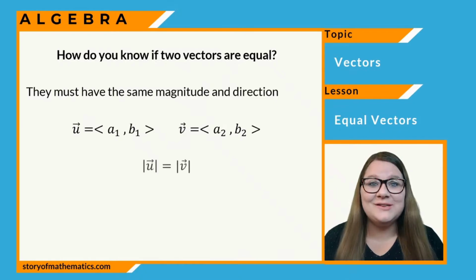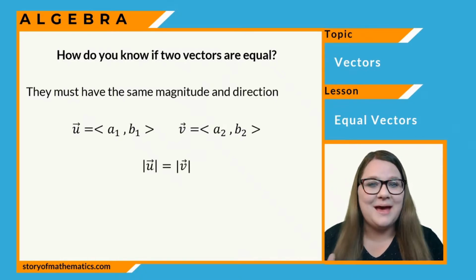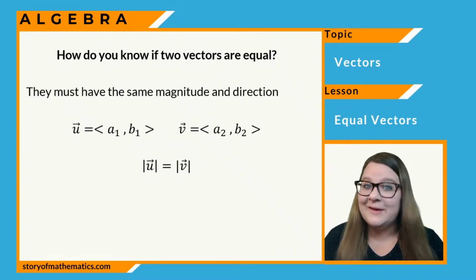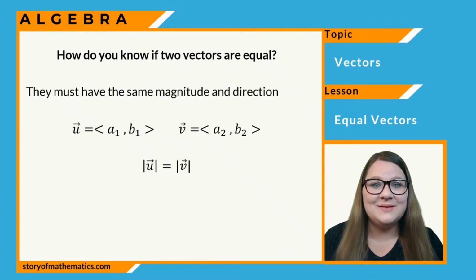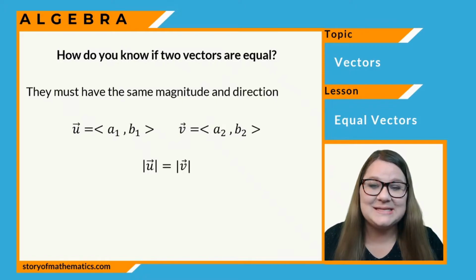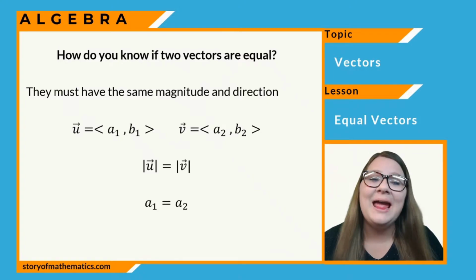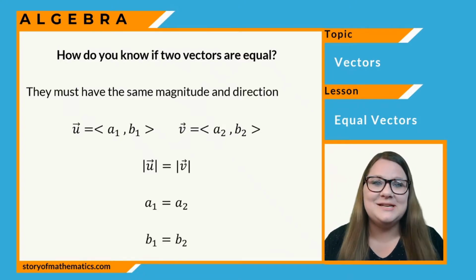Well, the first thing you have to know is that their magnitudes have to match. The magnitude of u has to equal the magnitude of v. If that's not true, they are not equal. However, you also have to make sure that the components match because they have to be in the same direction. So a1 would have to equal a2 and b1 has to equal b2.